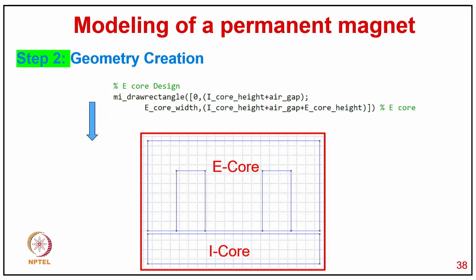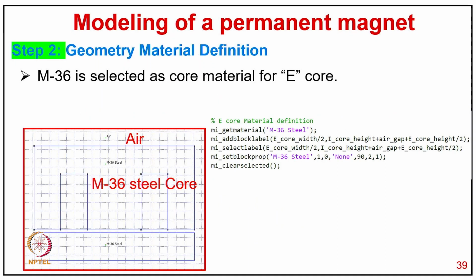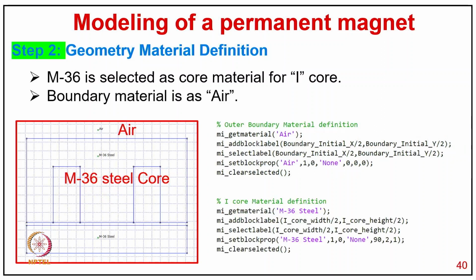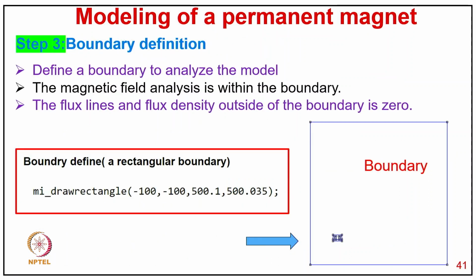With the code, you can see how the typical I and E core geometry is shown here. Then the material definition: M36 is selected as the core material for the E core, and you can see how M36 is selected for the core portion with the code. Similarly, M30 is selected as the core material for the I core, and the boundary is air. You can see in the diagram how it is shown, and the code is given here for doing this process.